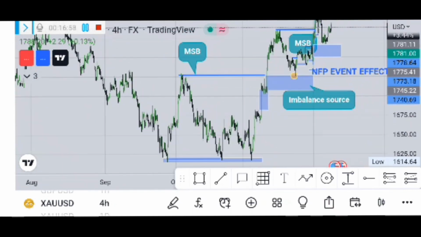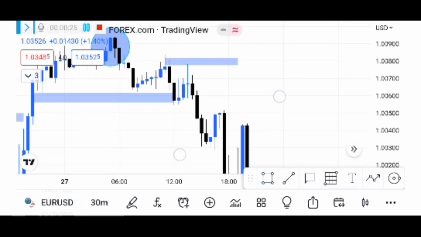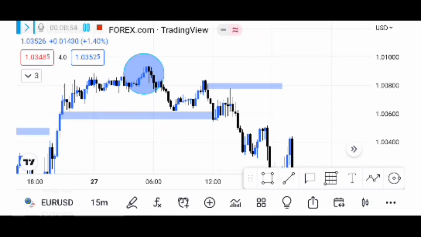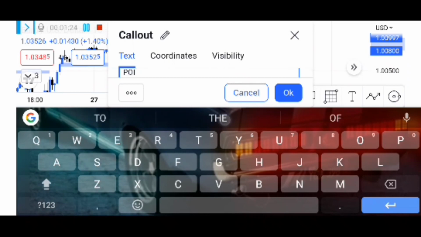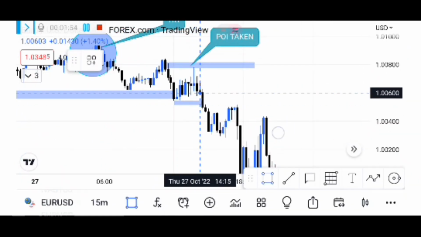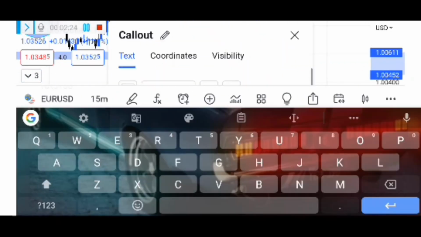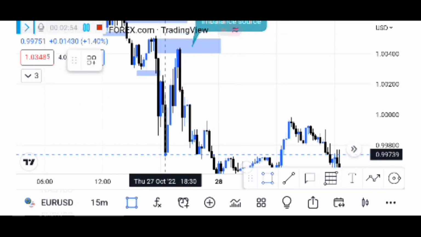So you can see how the market follows the big moves of market. It means imbalance source or order flow. It means an institution has a big order, and the market reverses to take this big order and continue its position.